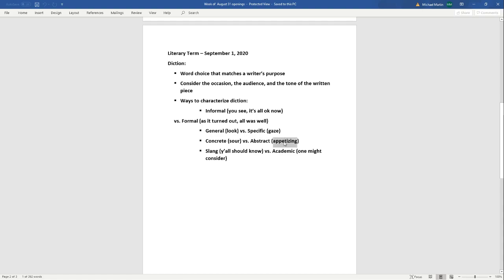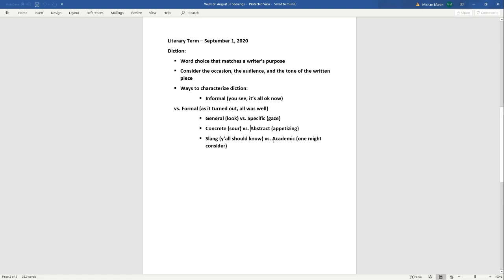Abstract, appetizing. What is appetizing? You can't really pin down what appetizing is because everyone sees something different. Me, I love a nice big old cheeseburger, some fries, and a milkshake. But some people might find that absolutely disgusting. At the same time, I don't find squid, octopus tentacles and stuff like that with little suction cups on it and the squishy noise whenever you bite into it, very appetizing. So that's a much more abstract way to describe something. Usually whenever you're writing your papers and stuff, you always want to use concrete types of words.